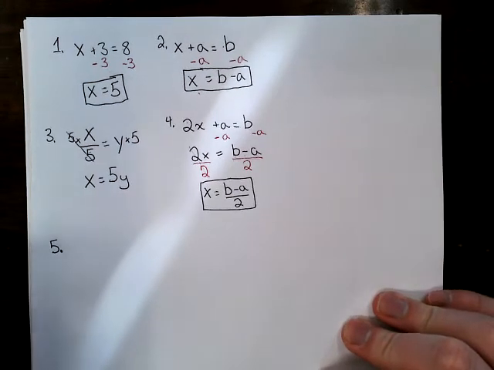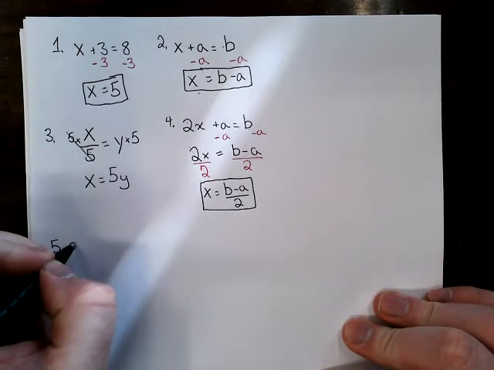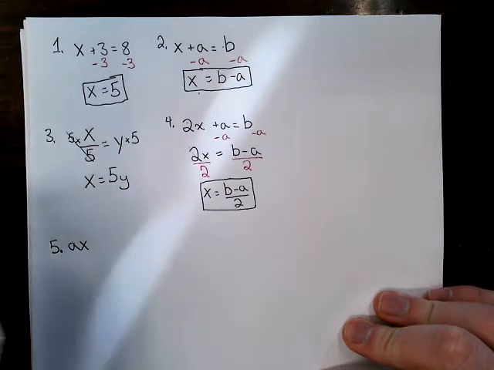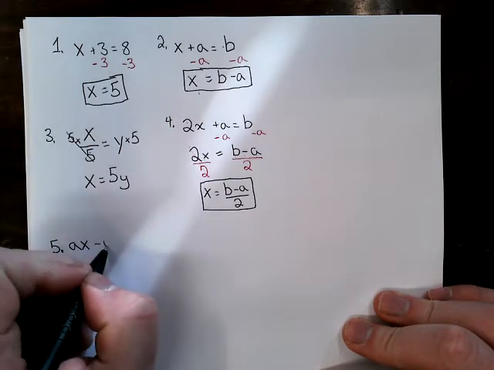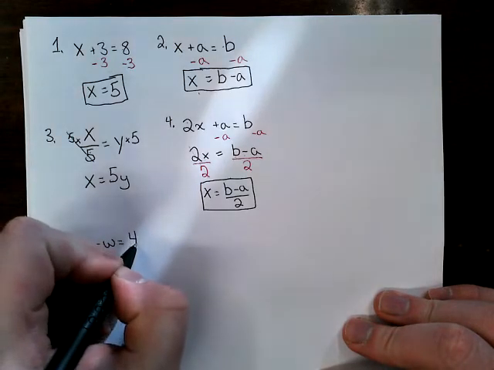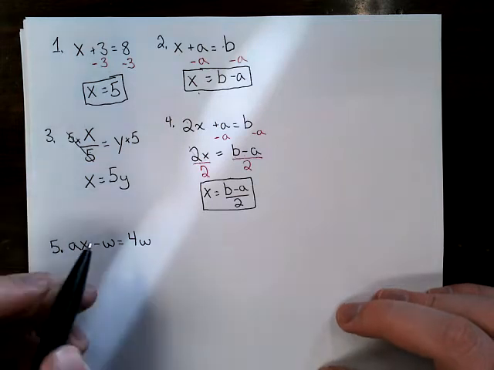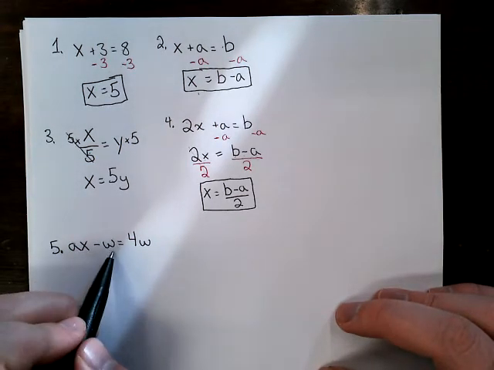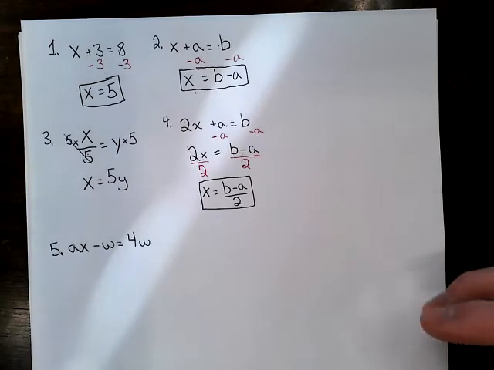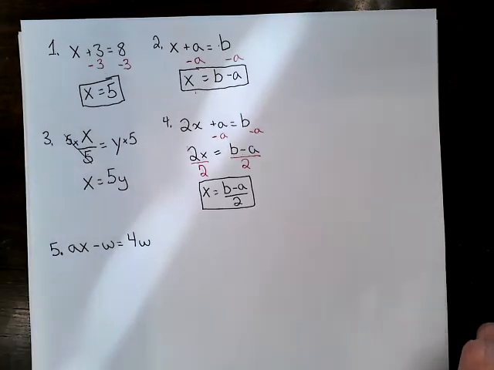So 5 is something like a times x. Again, we do not know what these are. Minus w is equal to 4w. Now here we see the same variable twice, and we'll find out how that affects our equation in a bit. Now again, we want to isolate for x, and I may ask, well, what is the first operation?